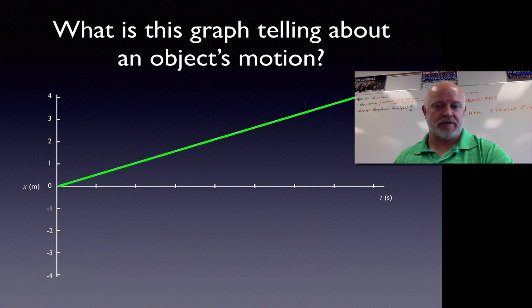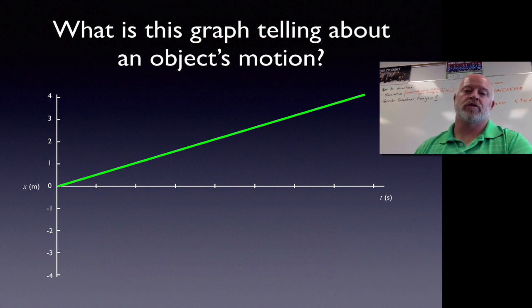Now, let's look at this graph. When you're looking at a graph, there are some things you really want to always do. Number one, most important thing, is look at your axes. What are they trying to tell us? In this graph, we have x in meters, so this is a displacement or a position graph, because it's telling us where we're going horizontally, or in the x direction, in meters. We have time in seconds.